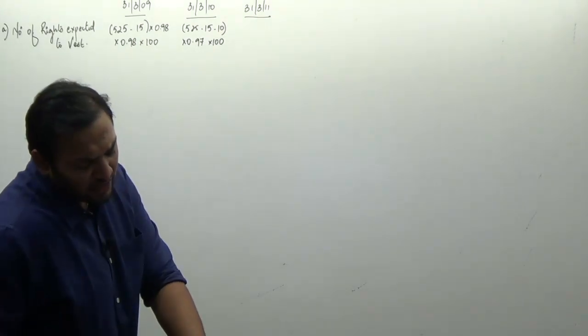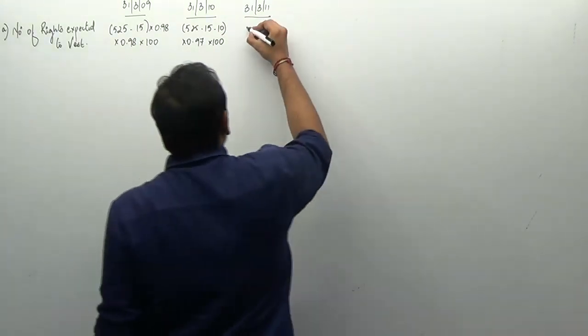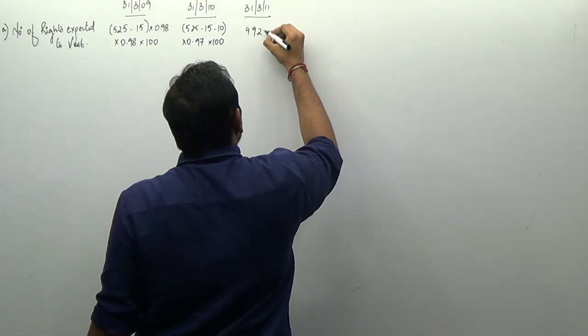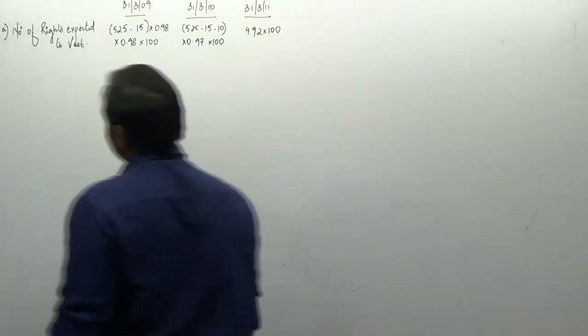Last year, the actual figure he gave you, they vested to 492 employees. 492 employees, 100 rights per employee.